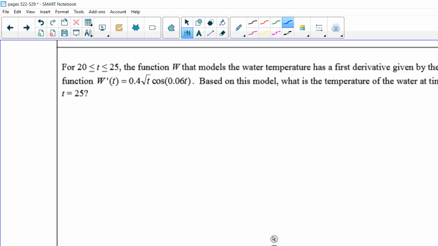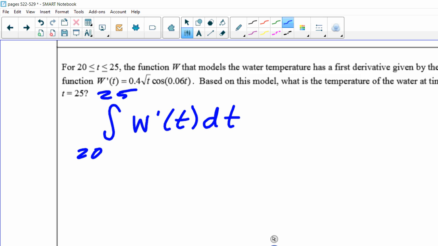Integrate W prime of t from where to where? 20 to 25. How's that going to help us find the temperature of the water at 25 minutes? That's how much it changes, correct? What theorem am I going to be using here? Because if I take the antiderivative of this, what am I going to end up with?